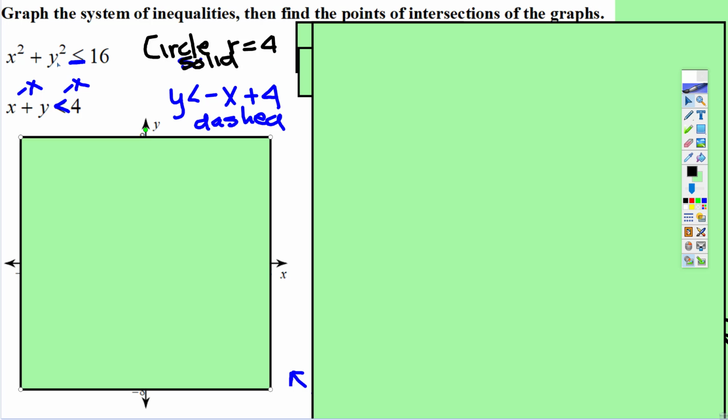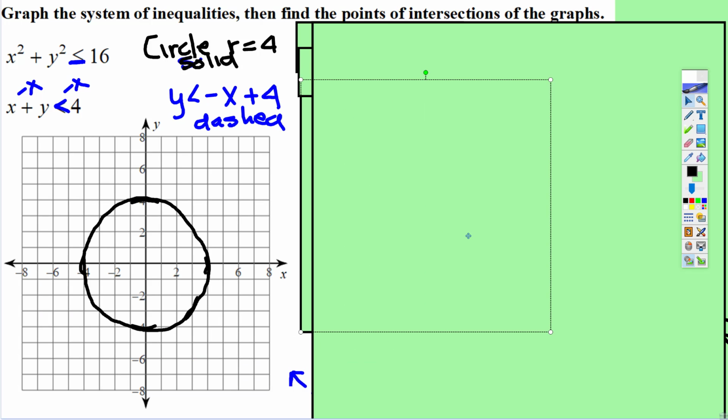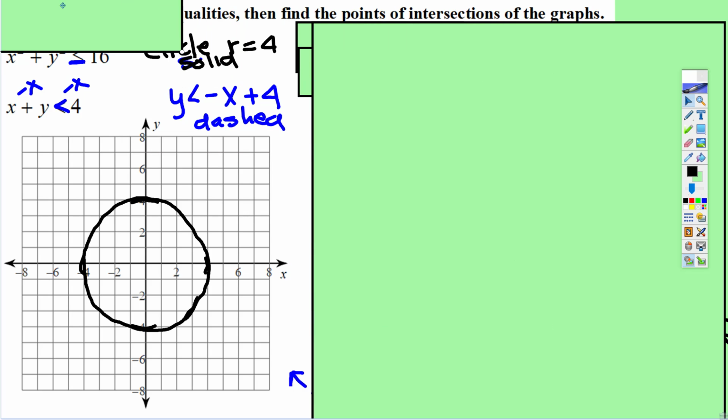When we graph the circle, the radius is 4, so we're going to go up from the origin. The reason the center is the origin is that there's nothing in the parentheses with the x or the y. That indicates the center of the circle is at the origin. So I drew the circle right here, and now I could go ahead and shade it.